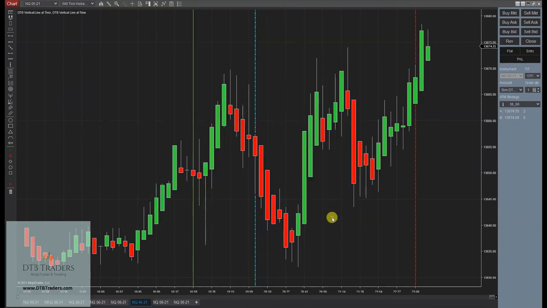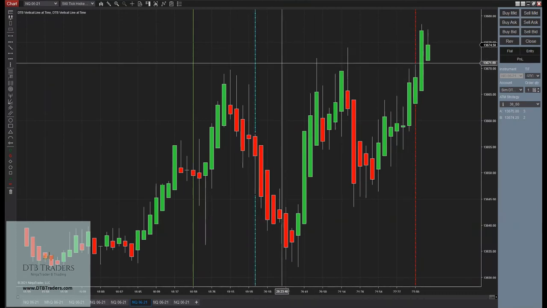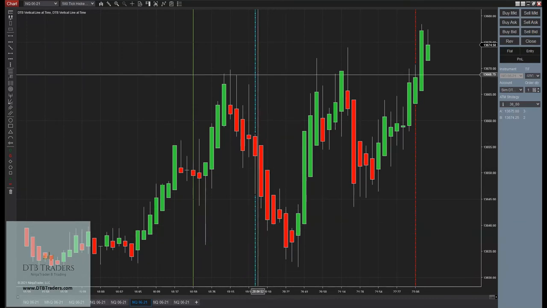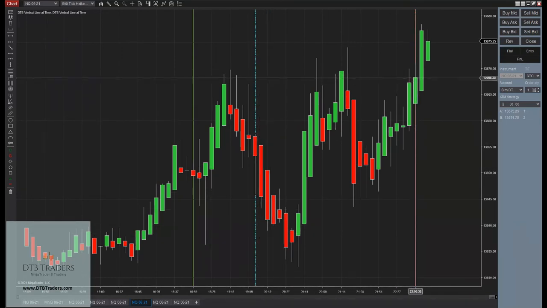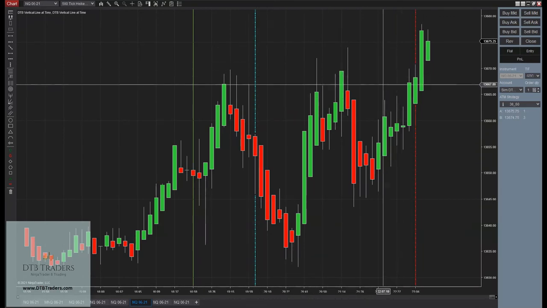8 to 11. So if you were planning on having specific trading hours of the day and you're not watching your time and you're just watching the charts, just by having these lines in, it'll tell you where you are in your time frame.